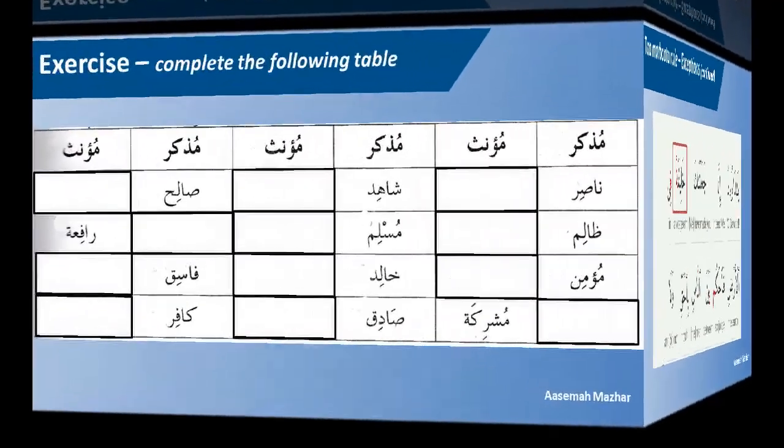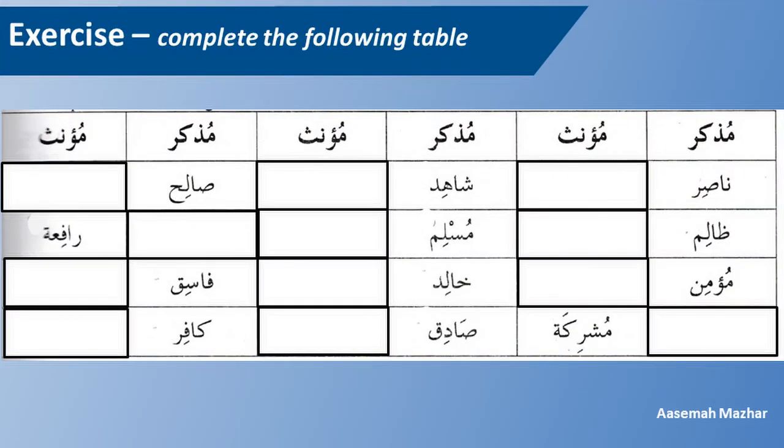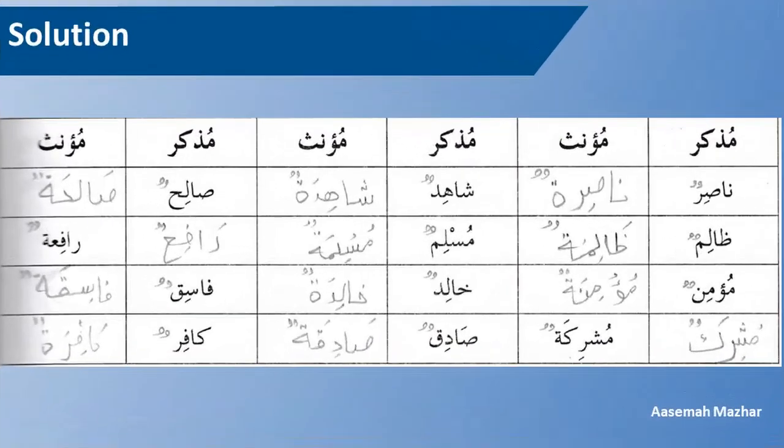Now there is an exercise for you, which is very easy. I'll explain it to you. The first column is mudhakkar, which means masculine. The next column is muannas, which means feminine. The words mentioned in the first column are all masculine. To make them feminine, all you have to do is add a ta marbuta, the round ta, at the end of the word, and that word will become feminine. For example, nasirun. The feminine would be nasiratun. ظالم، ظالمة. That's easy. All the best.